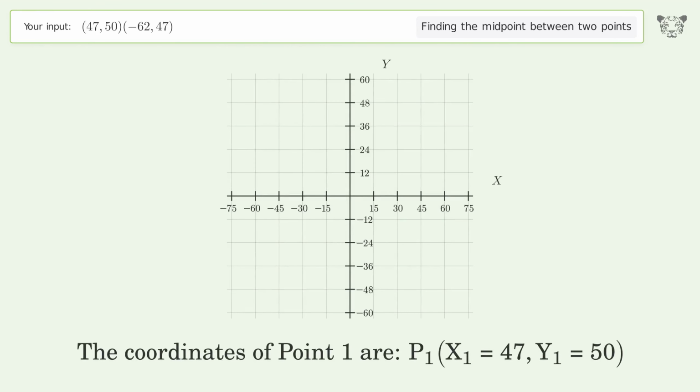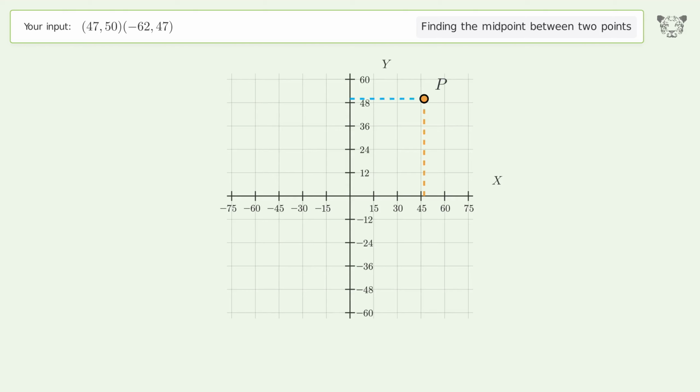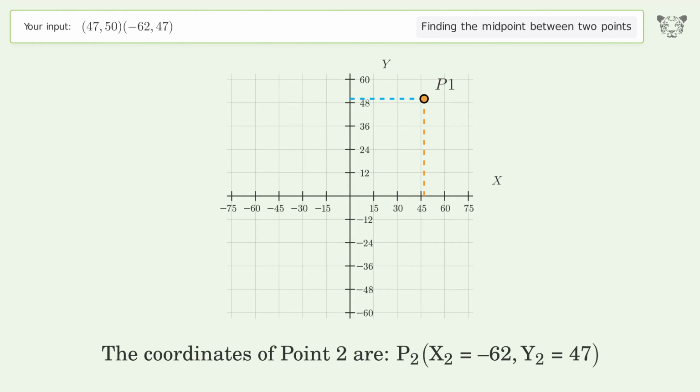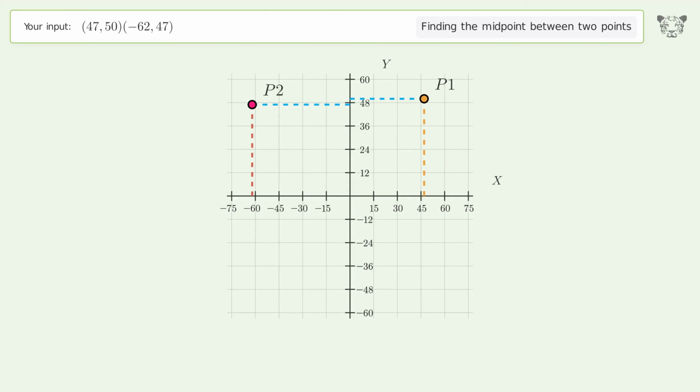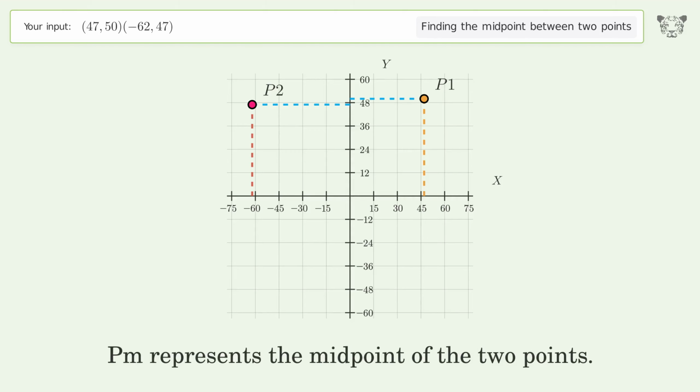The coordinates of point 1 are, x1 equals 47, y1 equals 50. The coordinates of point 2 are, x2 equals -62, y2 equals 47. PM represents the midpoint of the 2 points.